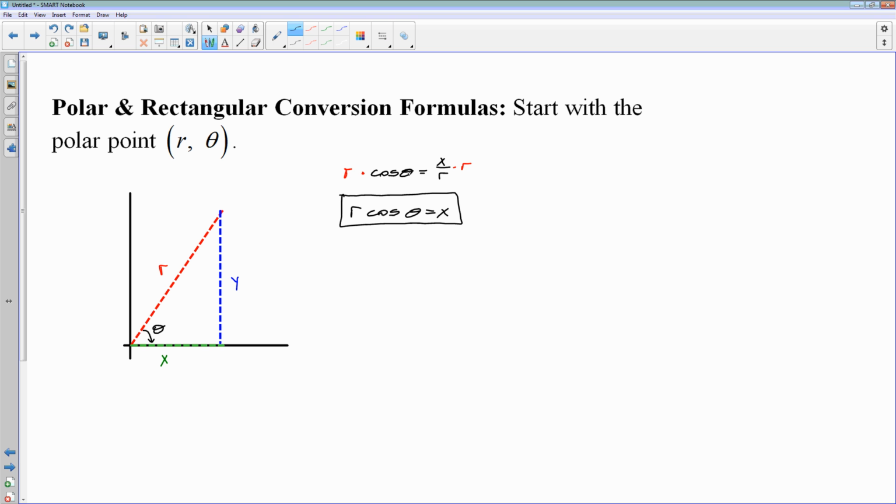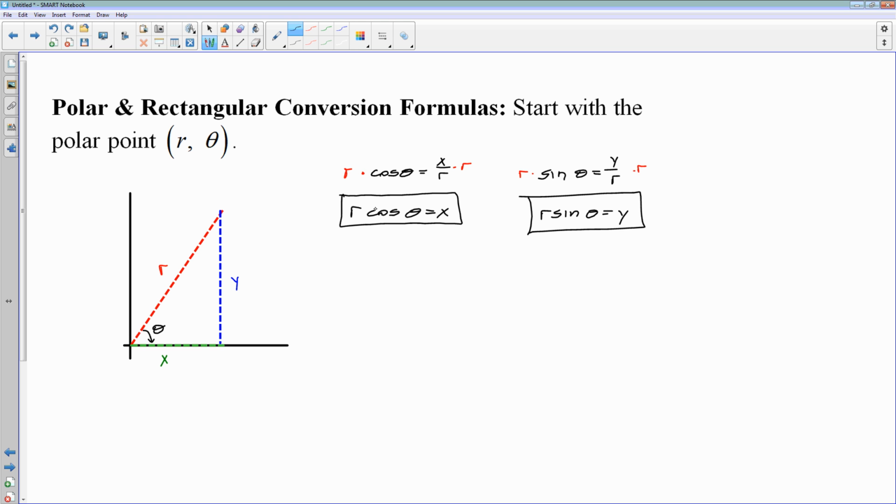I could also do sine of theta is equal to opposite over hypotenuse, y over r, multiply both sides by r, just like I did on that last one. And that would give me r sine theta is always equal to y. That's another formula that might come in handy.